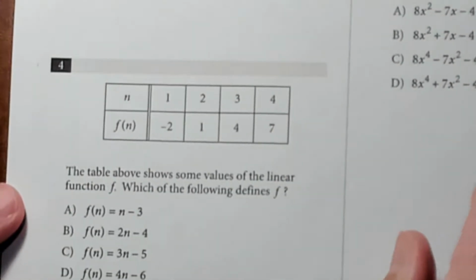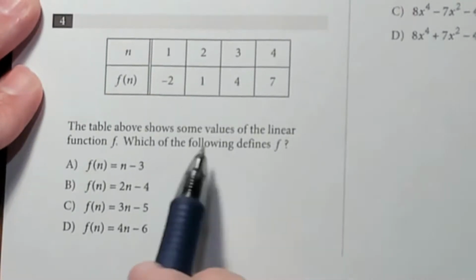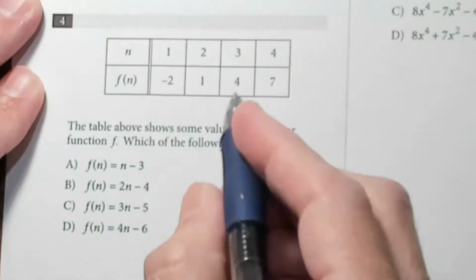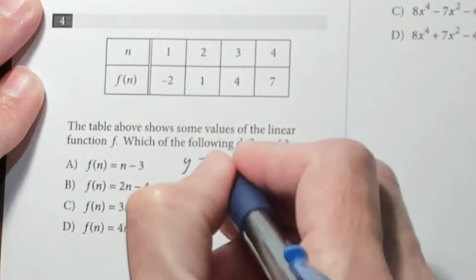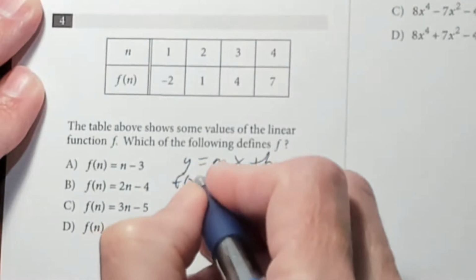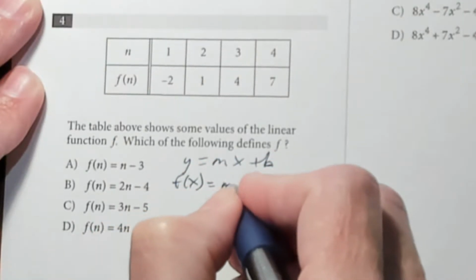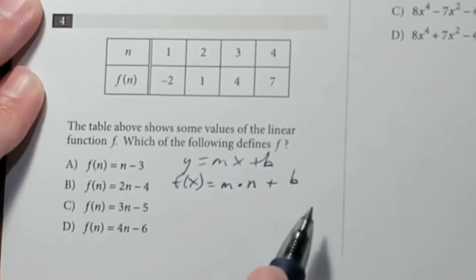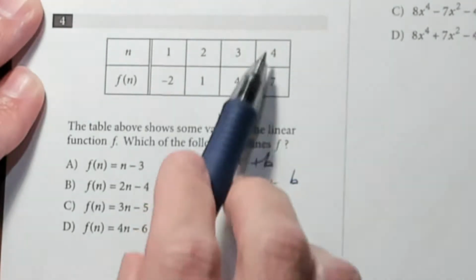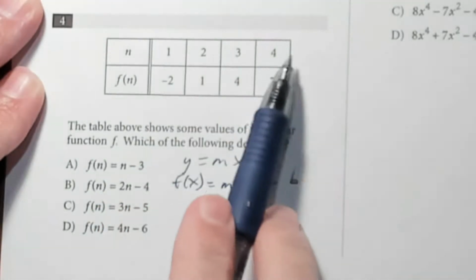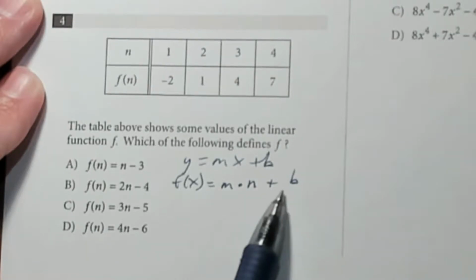Number 4. We've got f of n. Okay. Linear. What does linear mean? y equals mx plus b, right? Or f of x equals m, that's your rate, times your n plus some b value, initial value. Well, we don't have an initial value here because there's no 0 for the n value. So we're not going to know what that is.